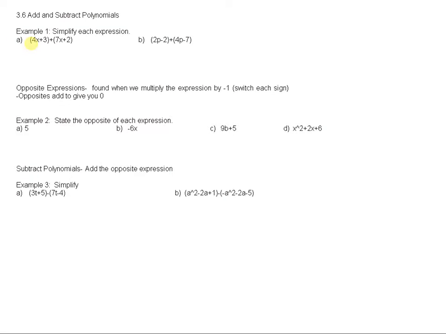3.6 is add and subtract polynomials. So first what we're going to do is we're going to add polynomials. So this is going to be adding. If there is a positive sign in front of the bracket, like if we're simply adding, all we do is drop the brackets and add. So let's just drop the brackets. We get 4x plus 3 plus 7x plus 2.